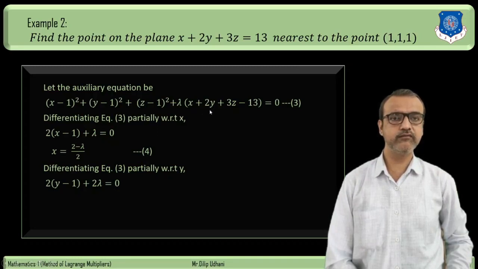Then the derivative of 2y, that is 2 into 1, so the answer is 2, and 2 into lambda, the answer is 2 lambda. Then the derivative of 3z and minus 13 will be 0. Now from this equation we will find out the value of y. So y equals 1 minus lambda. Now say this is equation number 5.